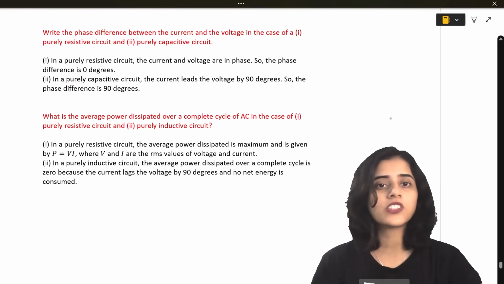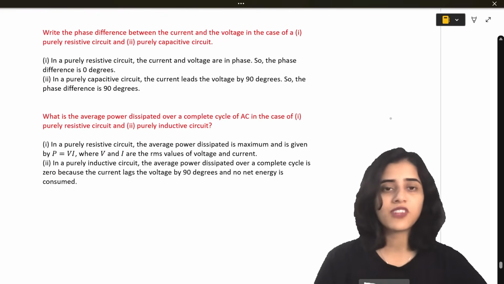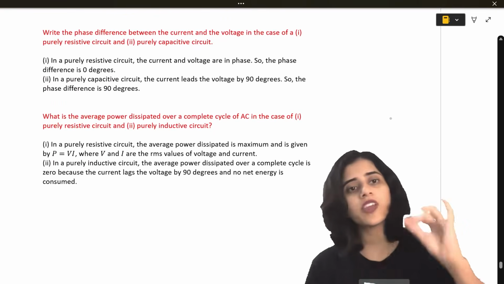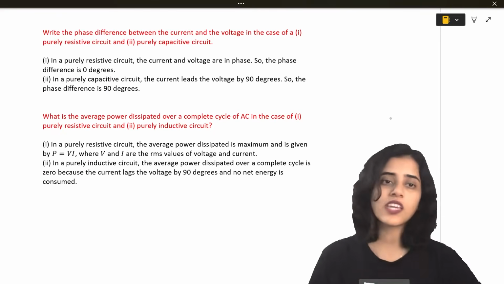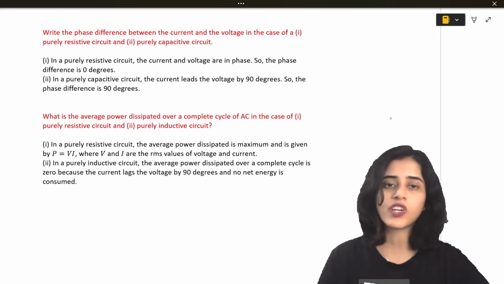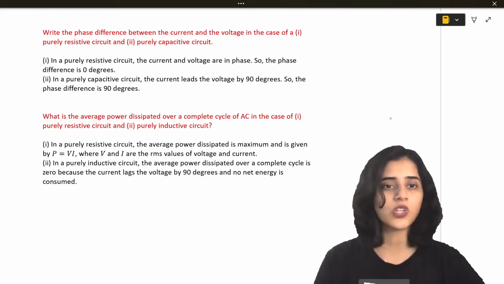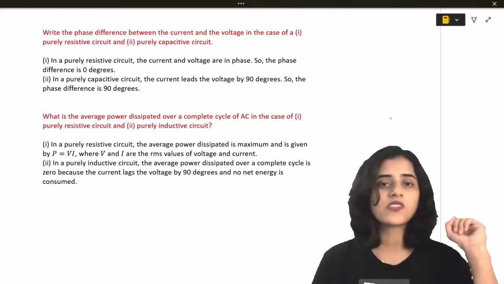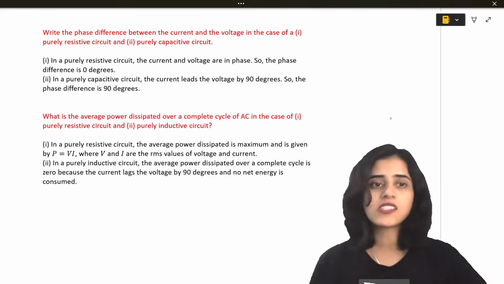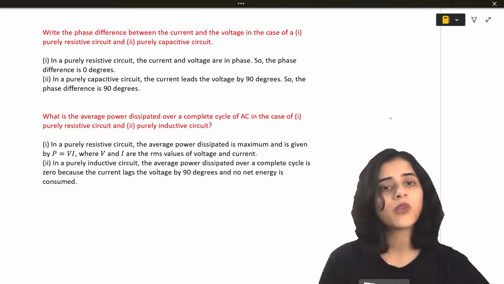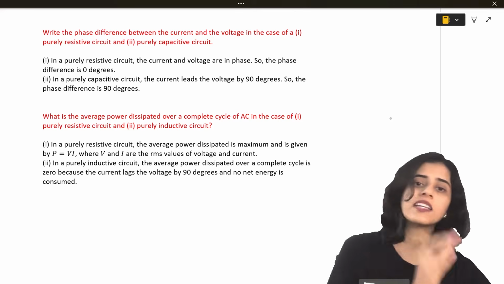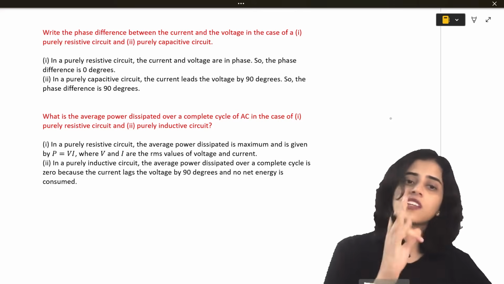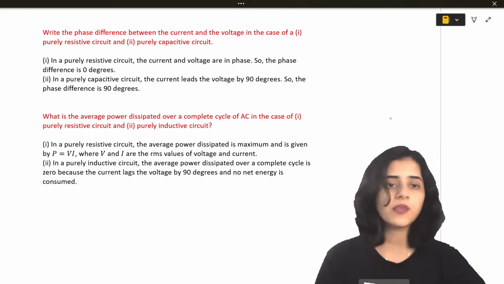Okay, next question is on alternating current. Write the phase difference between the current and voltage in the case of a purely resistive circuit and a purely capacitive circuit. For a purely resistive circuit, current and voltage have the same phase, so the phase difference is 0 degree. In a purely capacitive circuit, current leads the voltage by 90 degree, so the phase difference will be 90 degree.